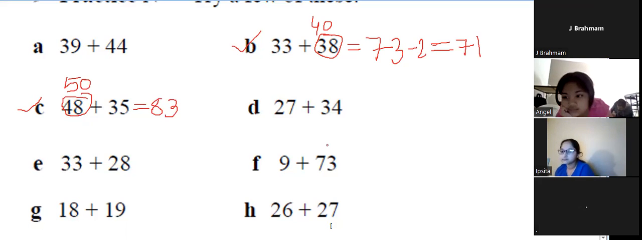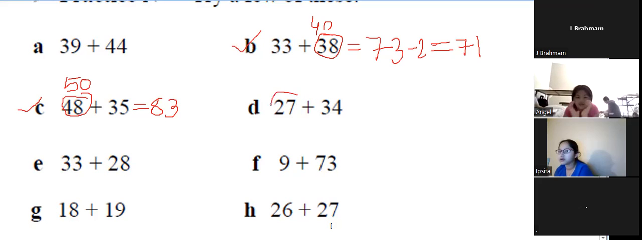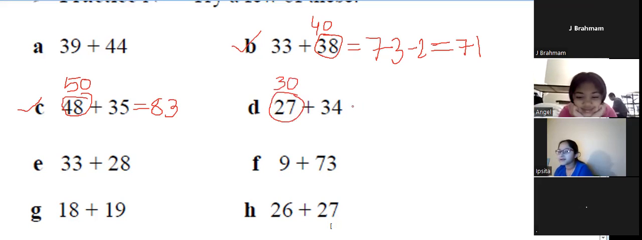Then, Afini, your question is D. D for Delhi. So for D, I would make 27 into 30, and then that would be 30 plus 34. So that would be 64. And then I would subtract 3, so that would be 61. Sorry, I keep going.